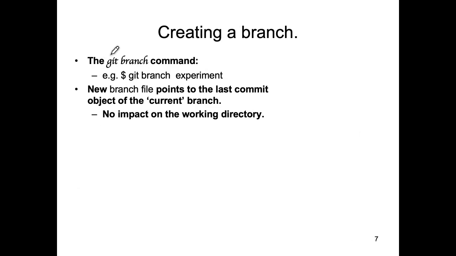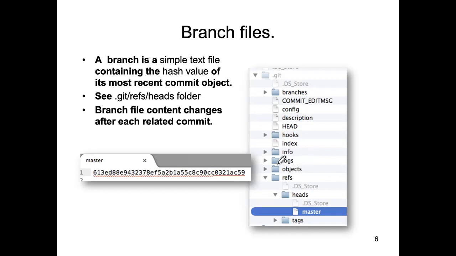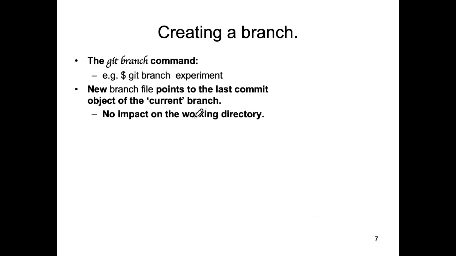Okay, so how do I create a branch? Surprise, surprise, there's a command called git branch, and you just go git branch and the name of the branch. Now, what that will do is create a new file in the refs heads folder. Inside the heads folder, we create a new file. The name of the file will be human readable. It won't be a hash value. It'll be whatever name you used here for your new branch.